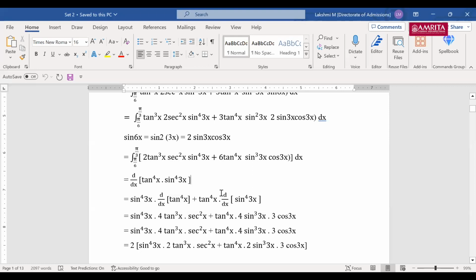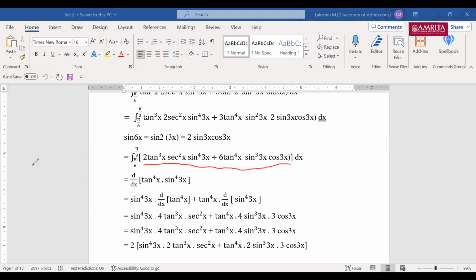And when you check, you can see that whatever the expansion is, it is similar to this. It's just 2 times this term. So here, once I have expanded, this is like sine raised to 4, 3x into 4 tan cube x into sec square x plus tan raised to 4x into 4 sine cube 3x into 3 cos 3x. Now here, there is 4, there is 3, here there is 4. So if you take 2 outside, it's completely similar to whatever term this is.